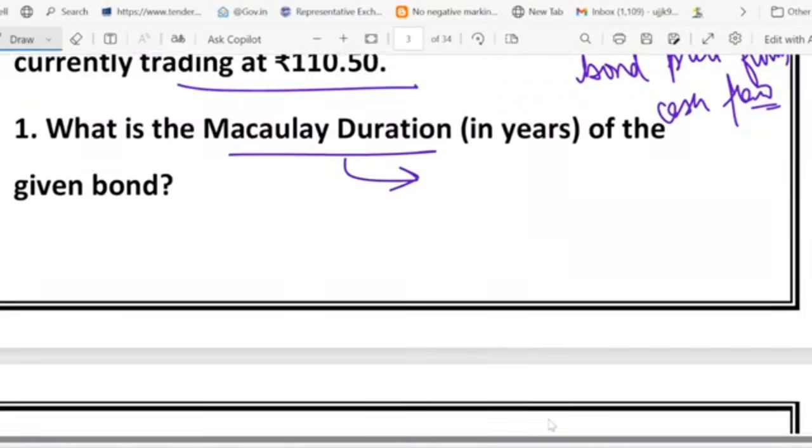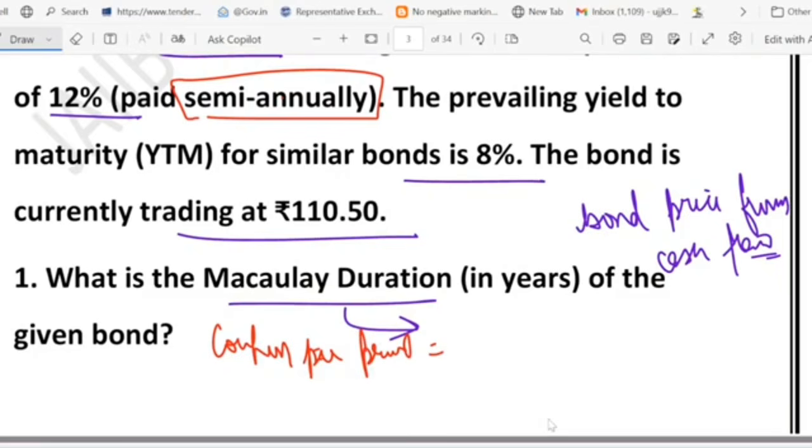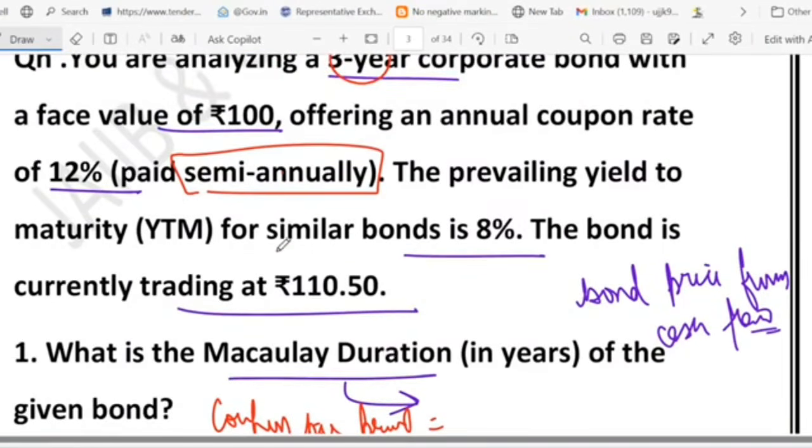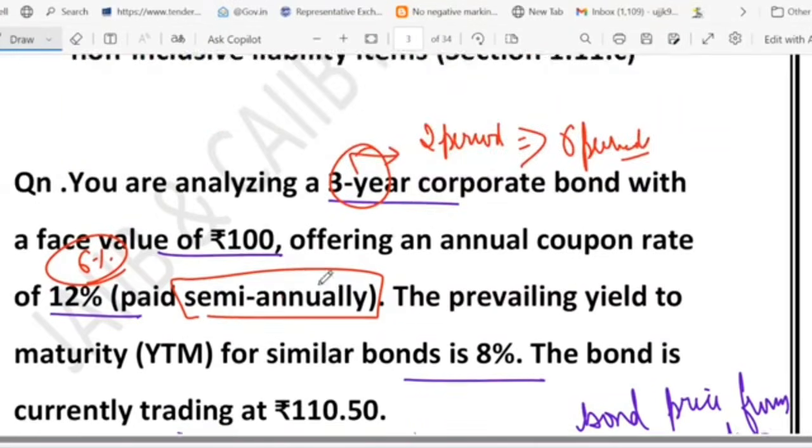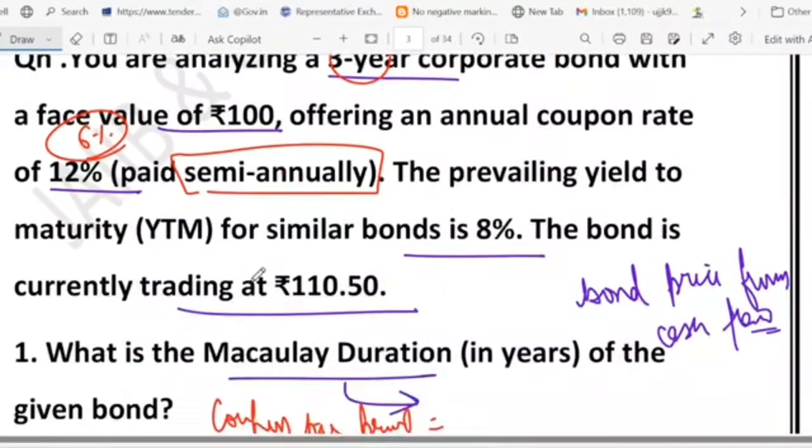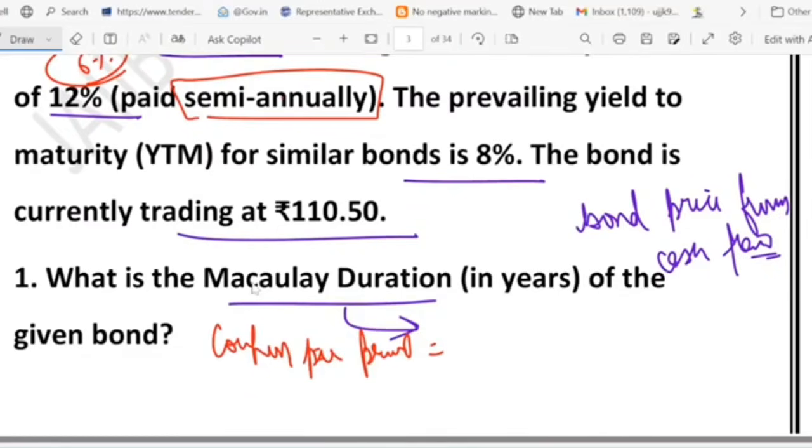Now, let's calculate step by step. First of all, calculate the coupon amount. What is the coupon amount per period? It is 12% annual, so semi-annual it will be 6%. So 6% coupon of the face value. What is the face value? 100 rupees. What is 6% of 100 rupees? It is 6 rupees, because 12 rupees is paid every year, but our period is half a year.